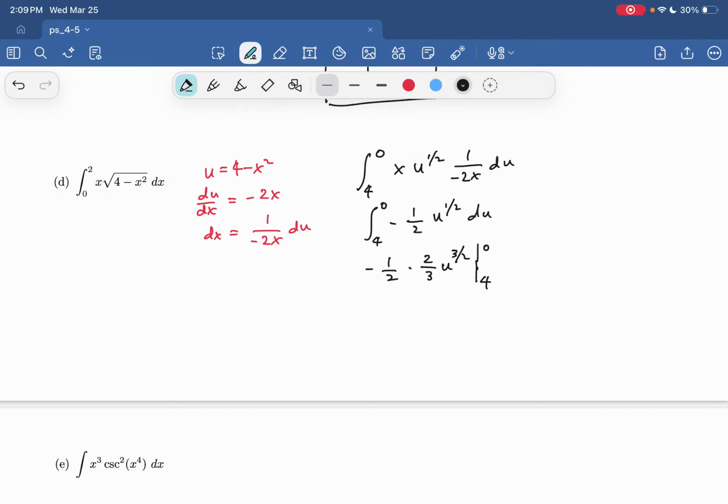So we first want to plug in 0. That'll give us 0. And then we want to subtract, plug in 4. So that'll be negative, negative, or positive 1/2 times 2/3 times 4 to the 3/2, which is 1/3 times 4 to the 3/2, which is 8. So the answer is 8/3.